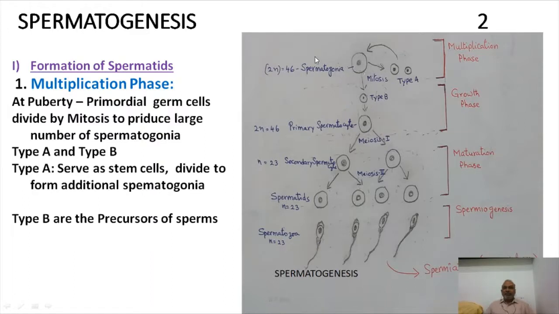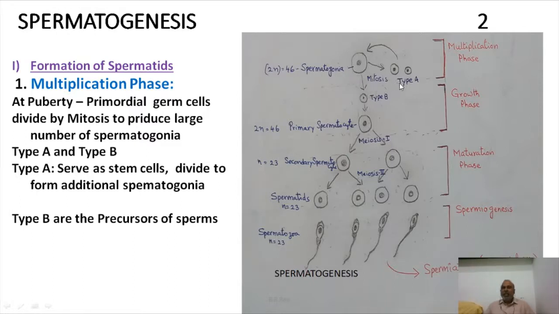Spermatogenesis: inside the seminiferous tubules there are several stem cells. These stem cells are called spermatogonia, whose chromosomal status is diploid, that is 46. The spermatogonia undergo the multiplication phase, and during the multiplication phase they undergo mitosis. With the help of mitosis, one spermatogonium forms many cells, and during this mitosis, two different types of cells are formed.